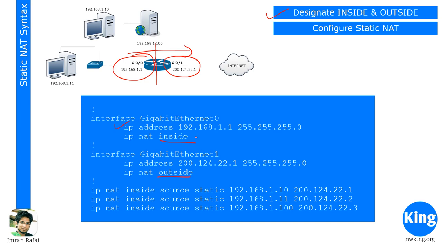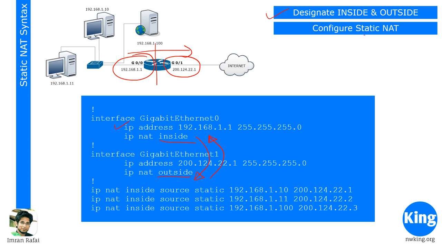So translation always happens from inside to outside. Like I said, static NAT is bidirectional, so static NAT will happen the other way as well. You will have outside to inside for static, but not for the others. For dynamic NAT and for PAT, outside to inside will not happen. Of course, if there's a translation table, it will reply, but you cannot initiate a translation from outside to inside. But with static NAT, you can initiate the translation from either side. So that's how you designate.